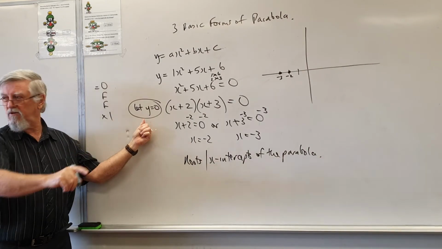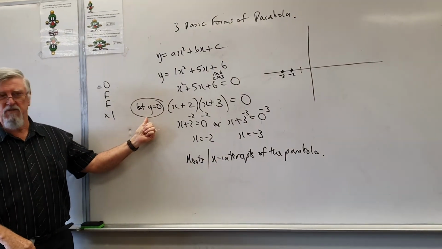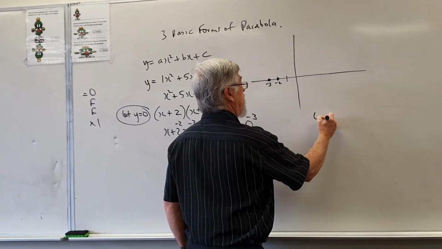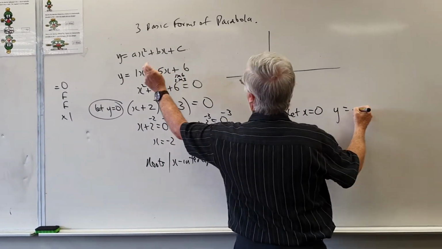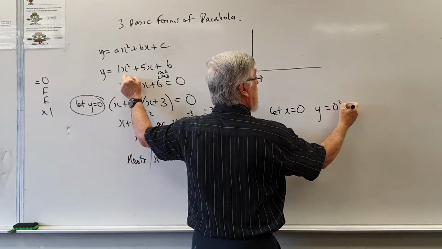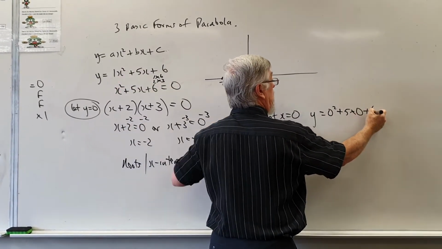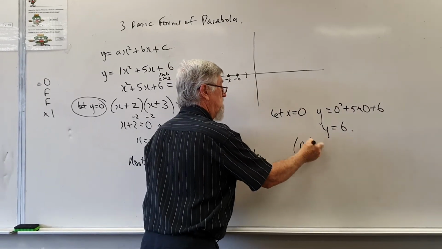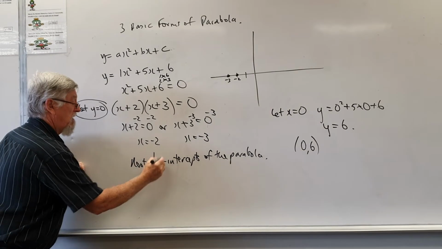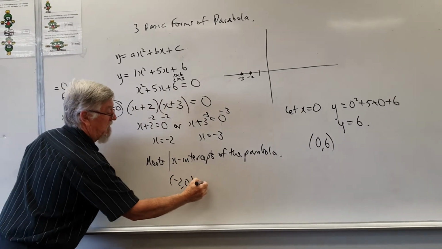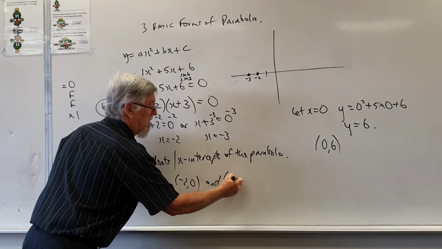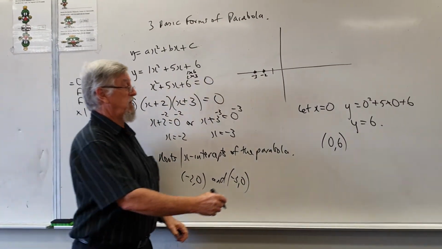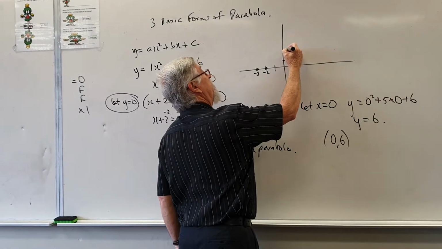So the next thing I'm going to need is the y-intercept. How do I get the y-intercept? Let x equal 0. So we have y equals, back to here, 0 squared plus 5 times 0 plus 6, we've got y equals 6. So if we wrote it as coordinates, that's (0, 6). If we wrote these as coordinates, that's (-2, 0) and (-3, 0). A lot of people get mixed up and write them the wrong way around and lose marks from silly things. So we now know it also goes through (0, 6).